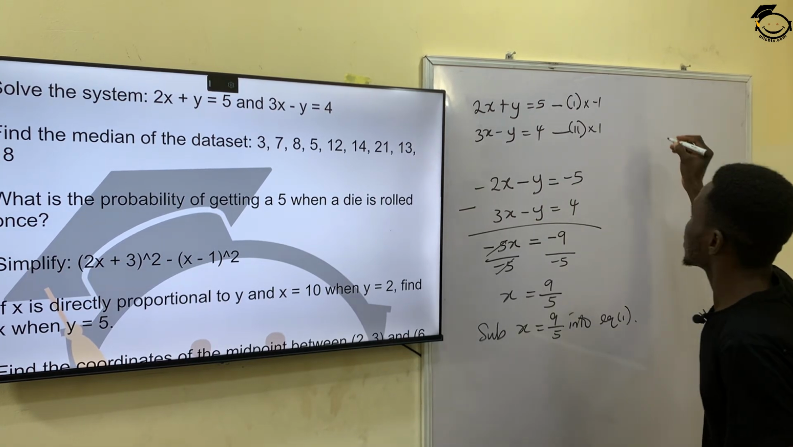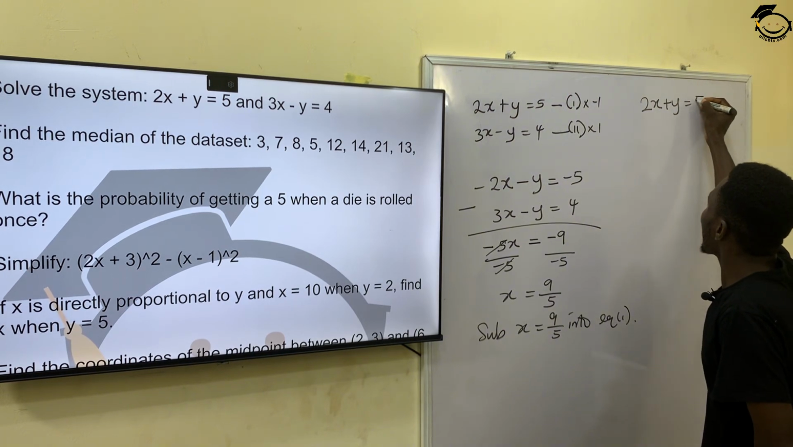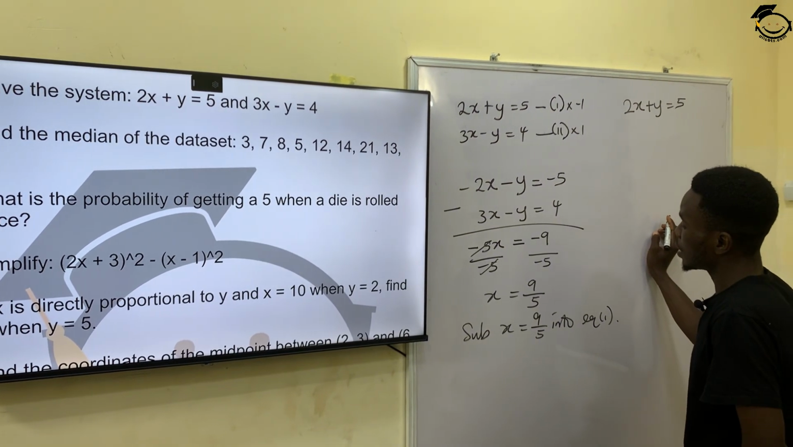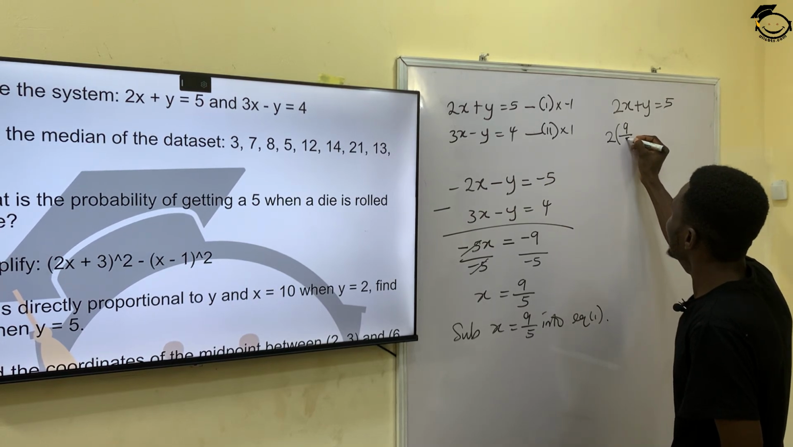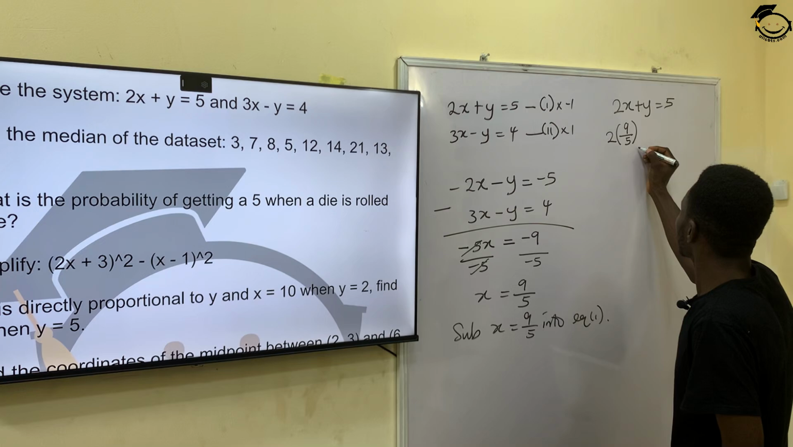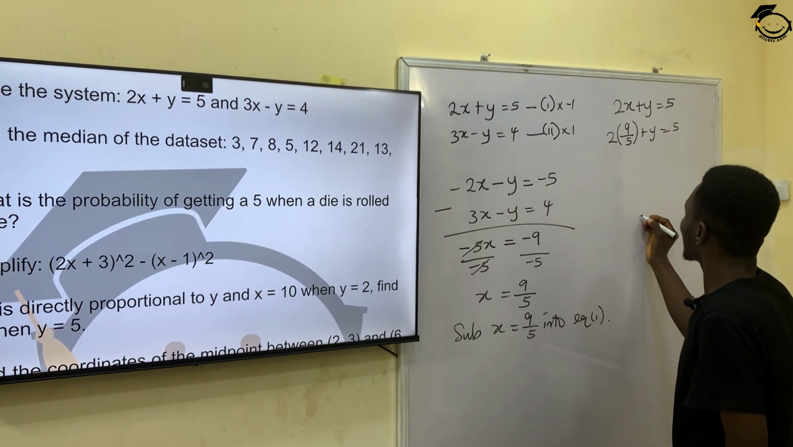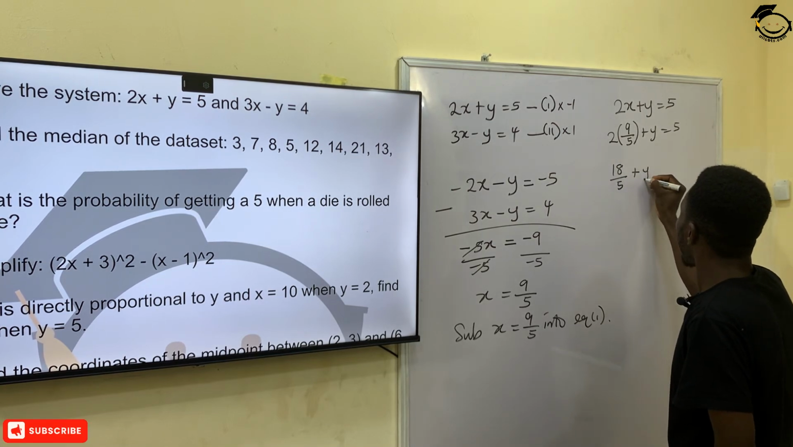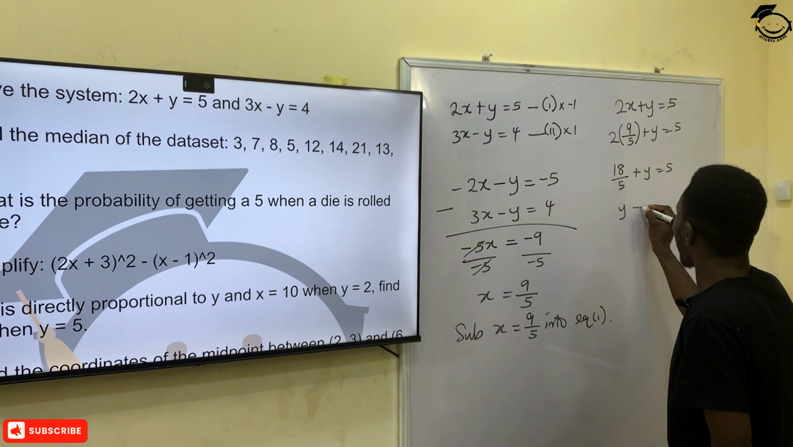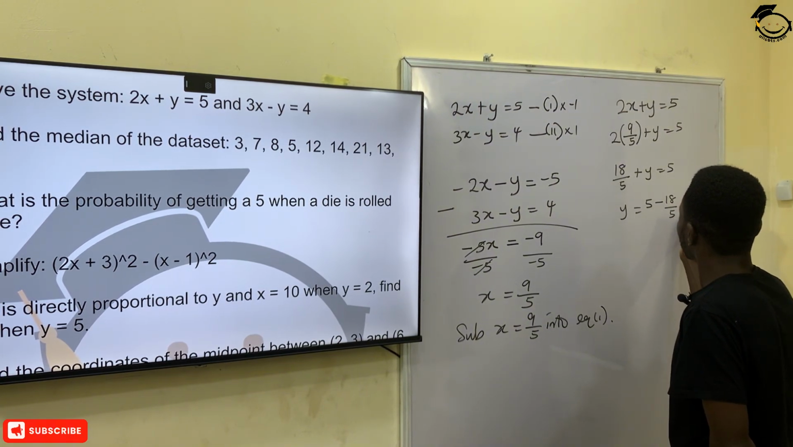So my equation 1 says that I have 2x plus y equals 5. Anywhere I see x now, we change it to what? 9 over 5. So this means I have 2 open bracket, 9 over 5, close the bracket, plus y equals 5. This is the same as saying that I have 18 over 5 plus y equals 5. This means that my y is equal to 5 minus 18 over 5. So this is over 1.